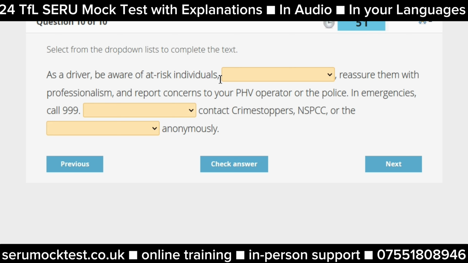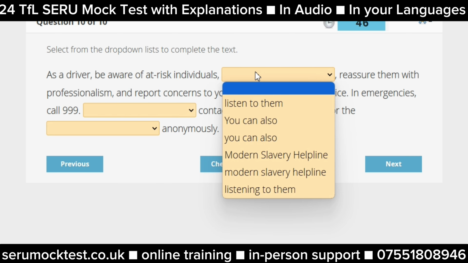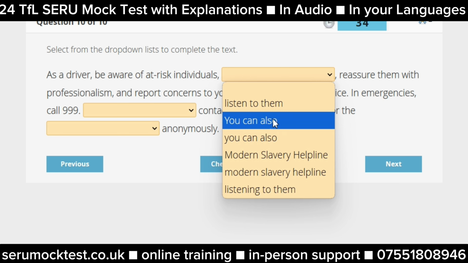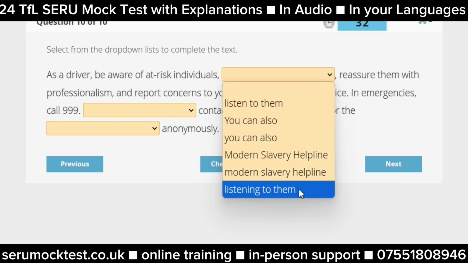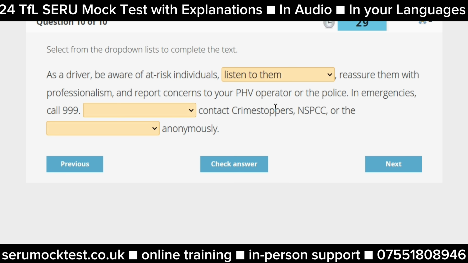As a driver, be aware of at-risk individuals. Listen to them, reassure them, listen to them. So again, the same formation continues. So be aware, then reassure, and also listen to them. Report. So it's following the same form. Report in the sentence 999.